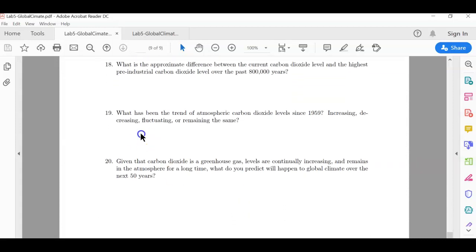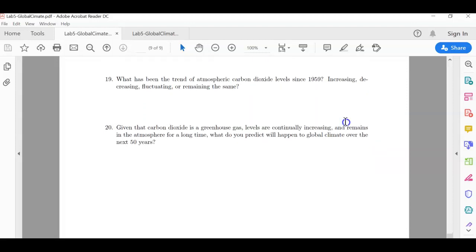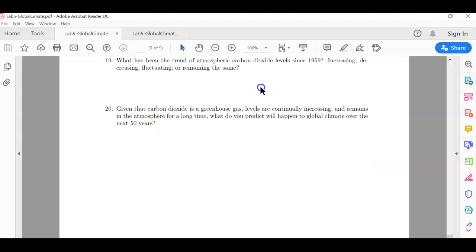Question 19. What has been the trend of atmospheric carbon dioxide levels since 1959? Has it been increasing, decreasing, fluctuating, or remaining the same? You do that based on the two graphs from the link that I attached, and I'm sure you can do that on your own. I won't show it to you.